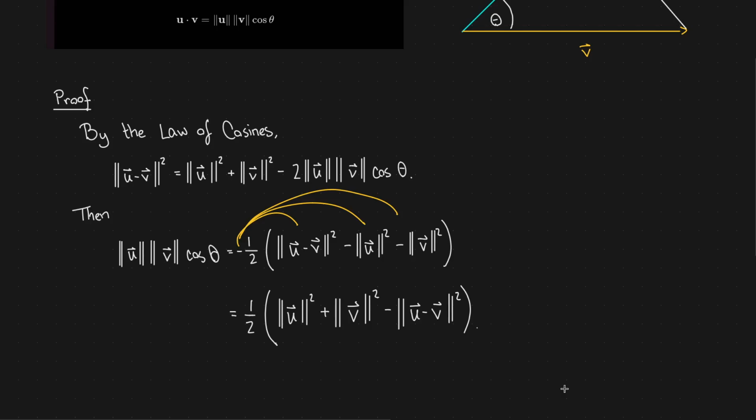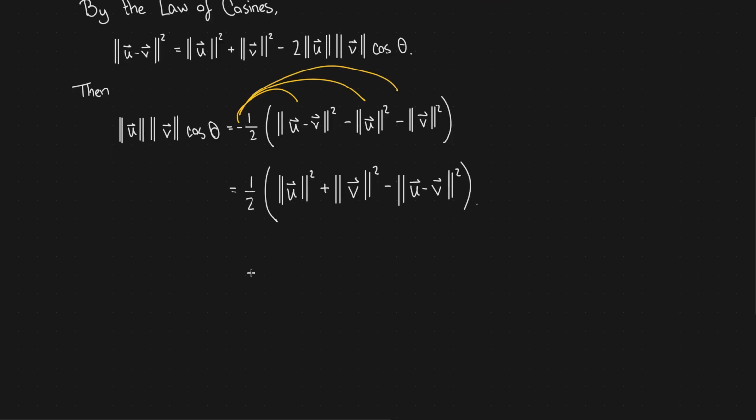So let's play with that. And one thing we know about norms squared that we learned with the dot product, and this is where the dot product comes in, is that if I have a norm squared, that's just the vector dotted with itself. So norm of u squared is u dot u. Norm of v squared is v dot v. And then norm of u minus v squared is u minus v dot u minus v.